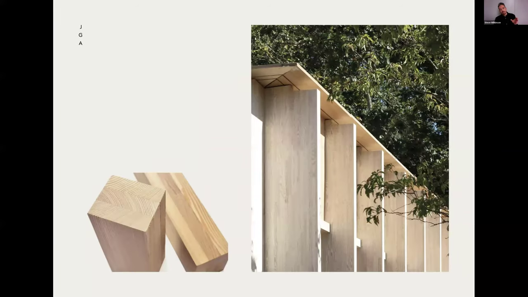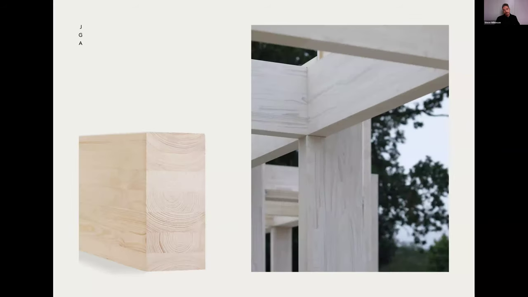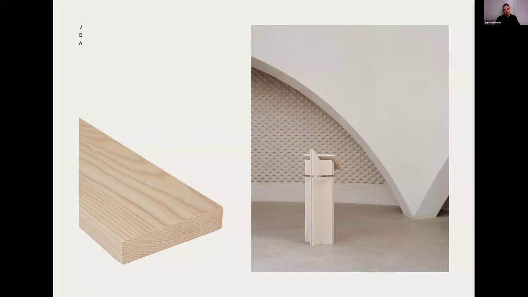And the species we used were Siberian larch on the outside of the building, so moving from the exterior to interior, we then had European spruce with a load-bearing internal frame. And then finally, UK-grown ash for loose furniture and some of the joinery.